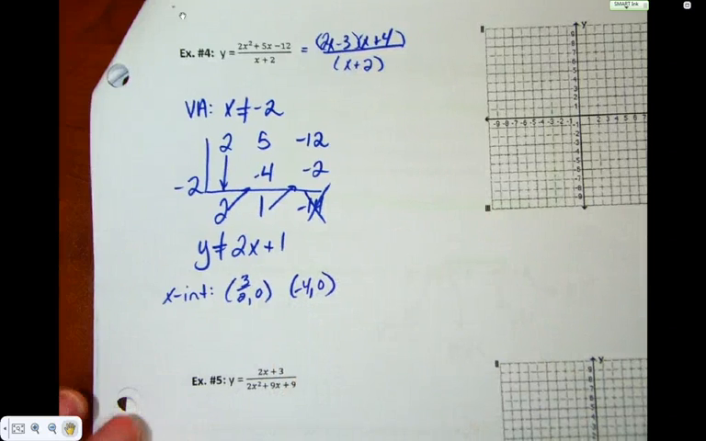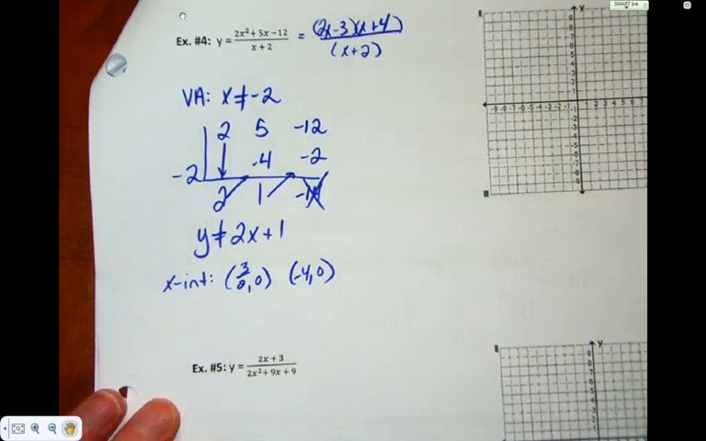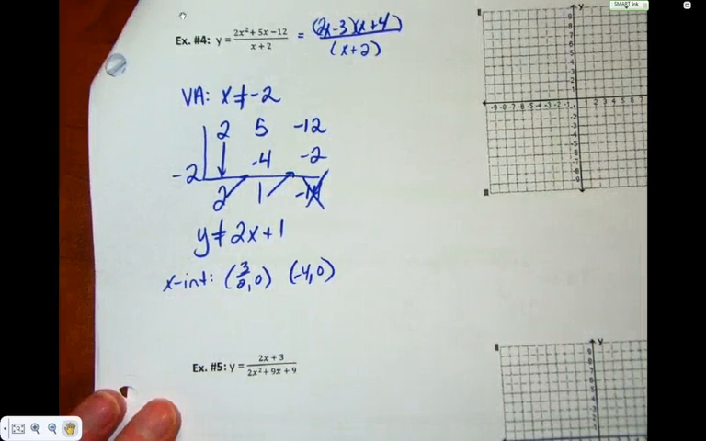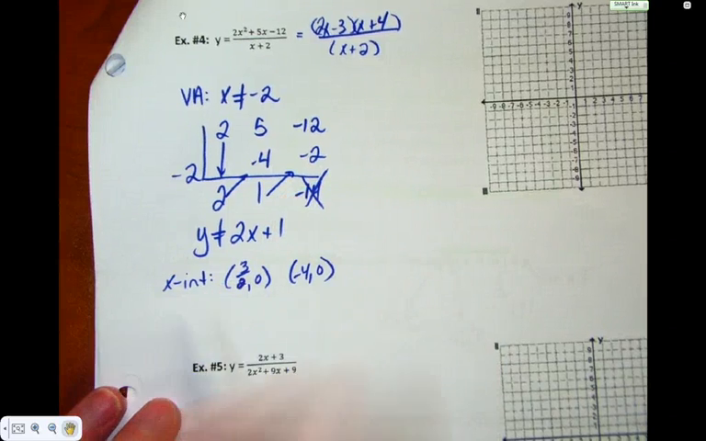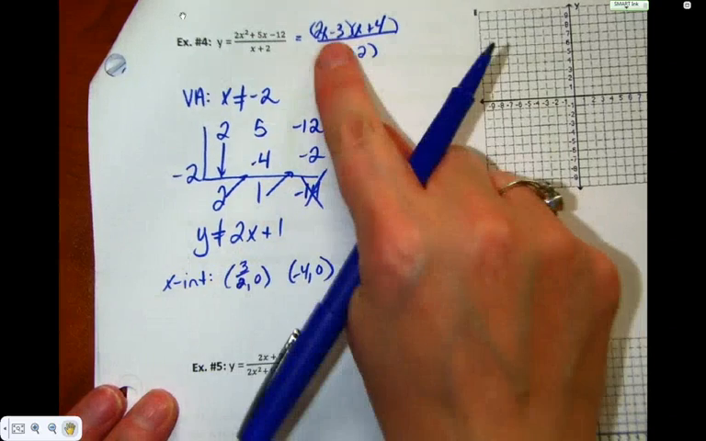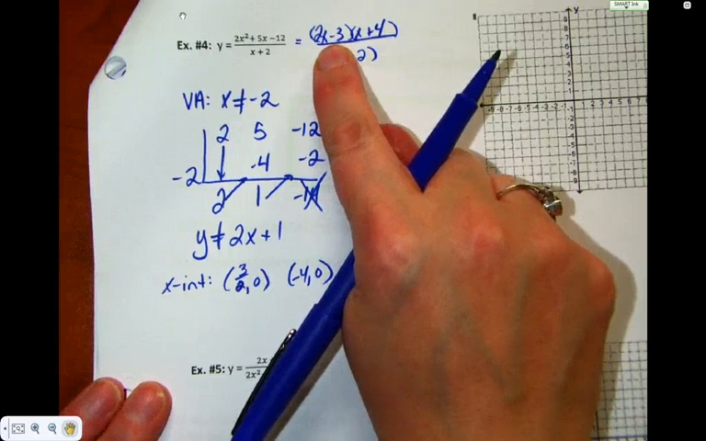Is everybody okay where those values came from? Okay, so we just set each binomial equal to 0 and solved. Wait, what's the first one? 3 on 2, because it's 2x minus 3. So set it equal to 0 and solve.